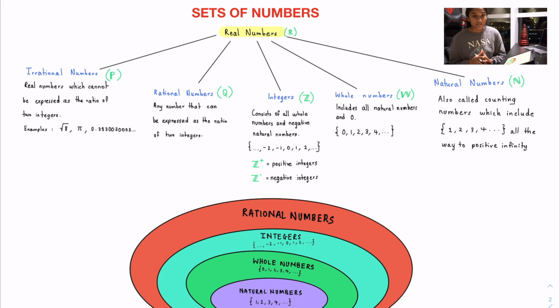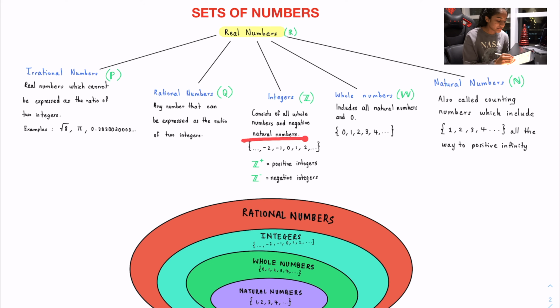We'll start with irrational numbers. They are real numbers which cannot be expressed as a ratio of two integers. An example would be the square root of 8, the square root of 11, pi, things like that. Then the opposite of irrational numbers are rational numbers, of course, symbol being Q. These are any number that can be expressed as a ratio of two integers. Then there are integers, the symbol is Z, and these consist of all whole numbers and negative natural numbers.